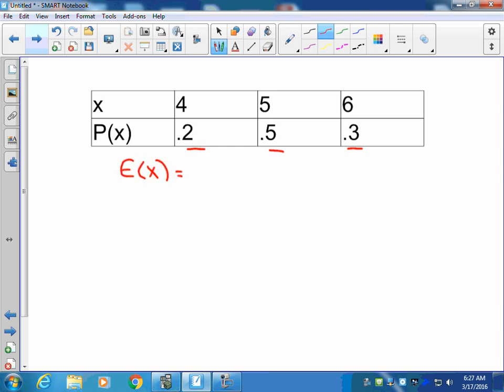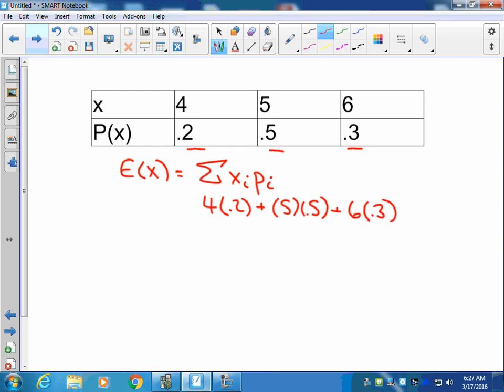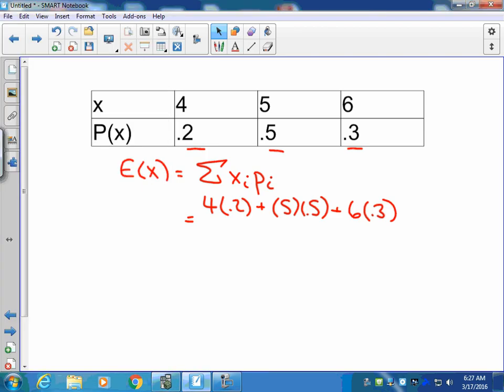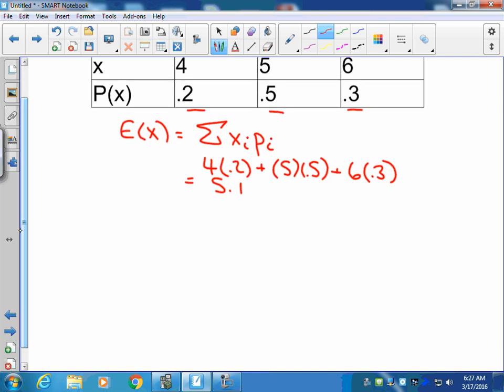So if we remember, the expected value is the sum of every x value times its probability. So we have 4 times 0.2 plus 5 times 0.5 plus 6 times 0.3. So we get an expected value of, and I've already run this one out on the calculator first, 5.1. Okay, so that's always our first step in finding a standard deviation, is we need to find the mean value overall.